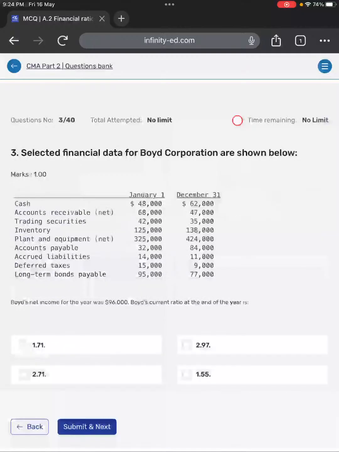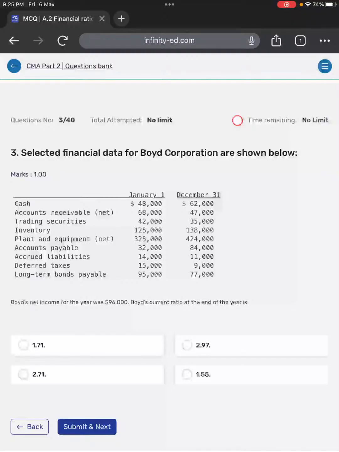Okay, and now question number 3. Selected financial data for the buyout corporation are as below. This shows cash in January and December. What is the meaning of these two months separately given in the financial data? Maybe we need to make the average. I don't know, but let's read the requirement of this question. Beyond's net income for the year was $96,000, and the current ratio at the end of the year.